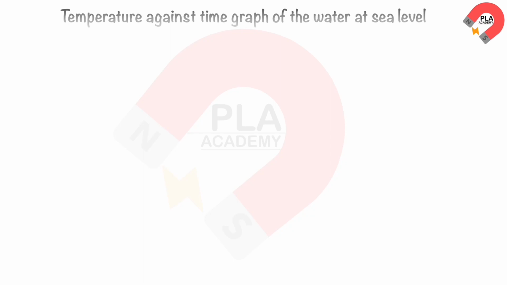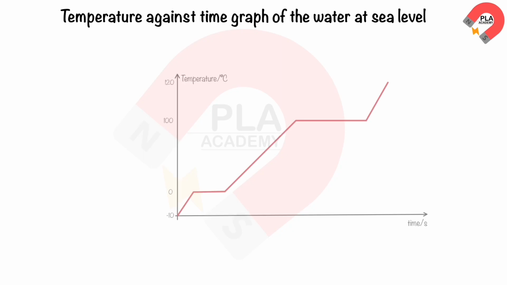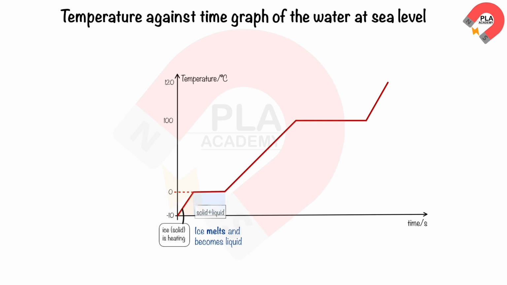Here is the graph that shows the relationship of change in temperature in degrees Celsius and time in seconds of water at sea level atmospheric pressure. Between -10 and 0 Celsius, the water is in the solid state as ice. It is heated. At 0 Celsius, the ice melts and becomes liquid. There is a mixture of solid and liquid in this section.